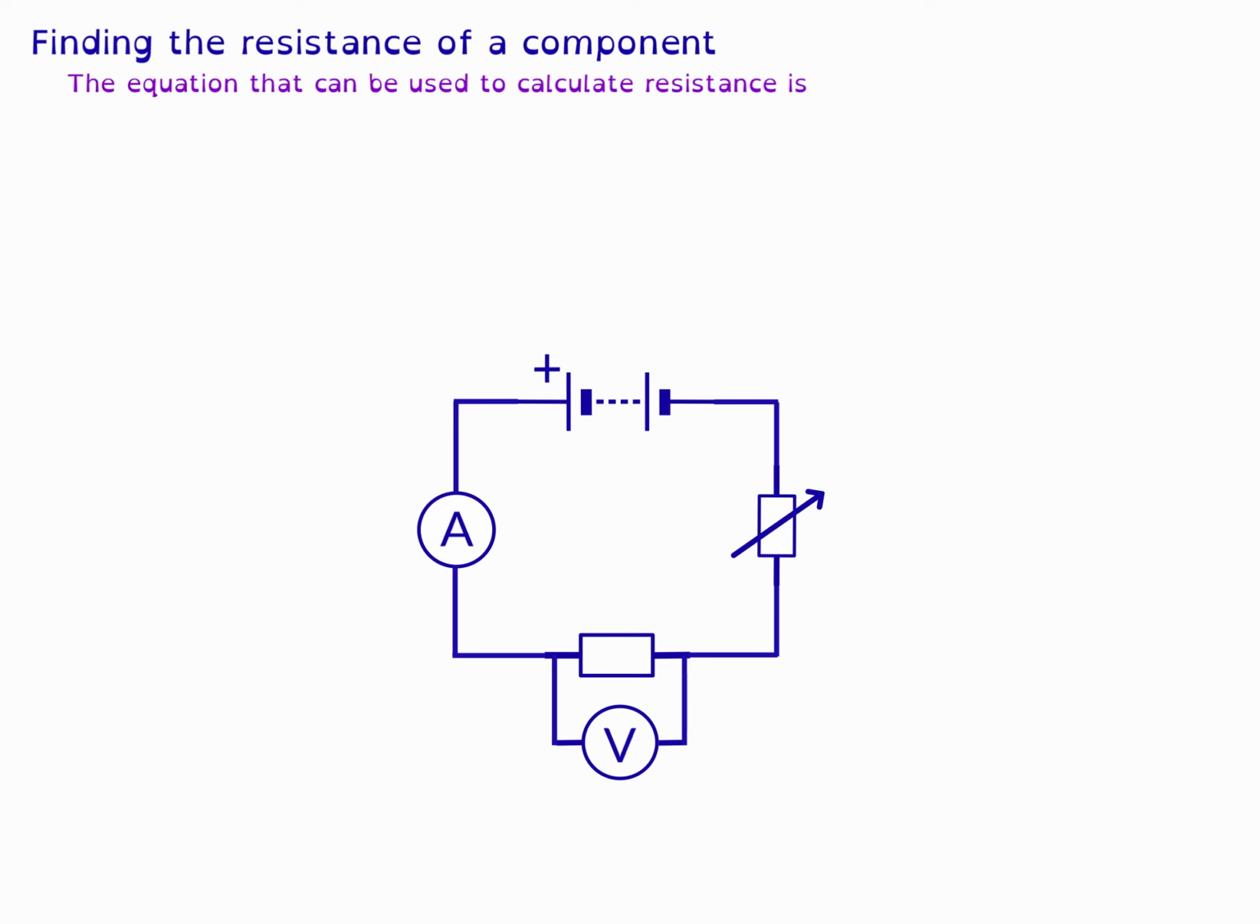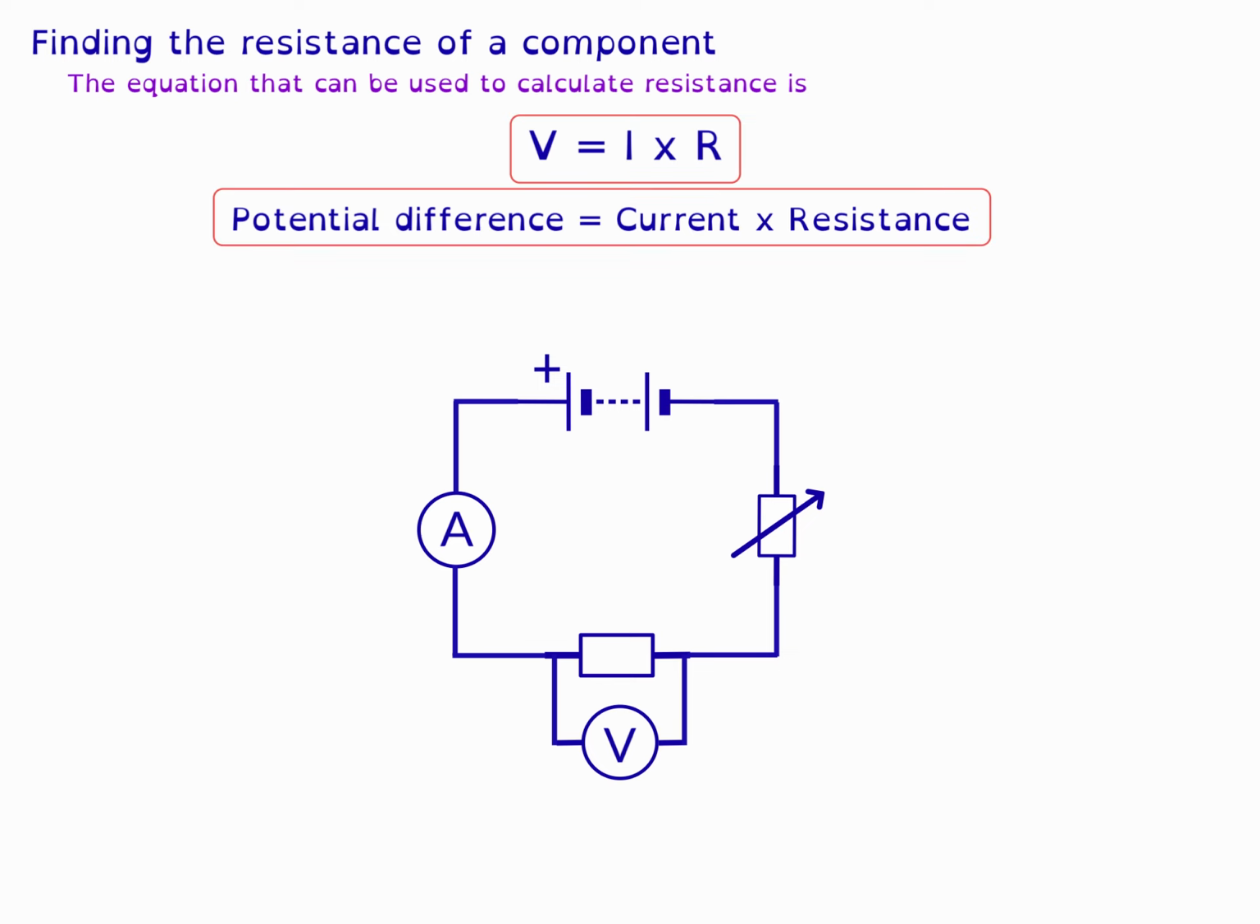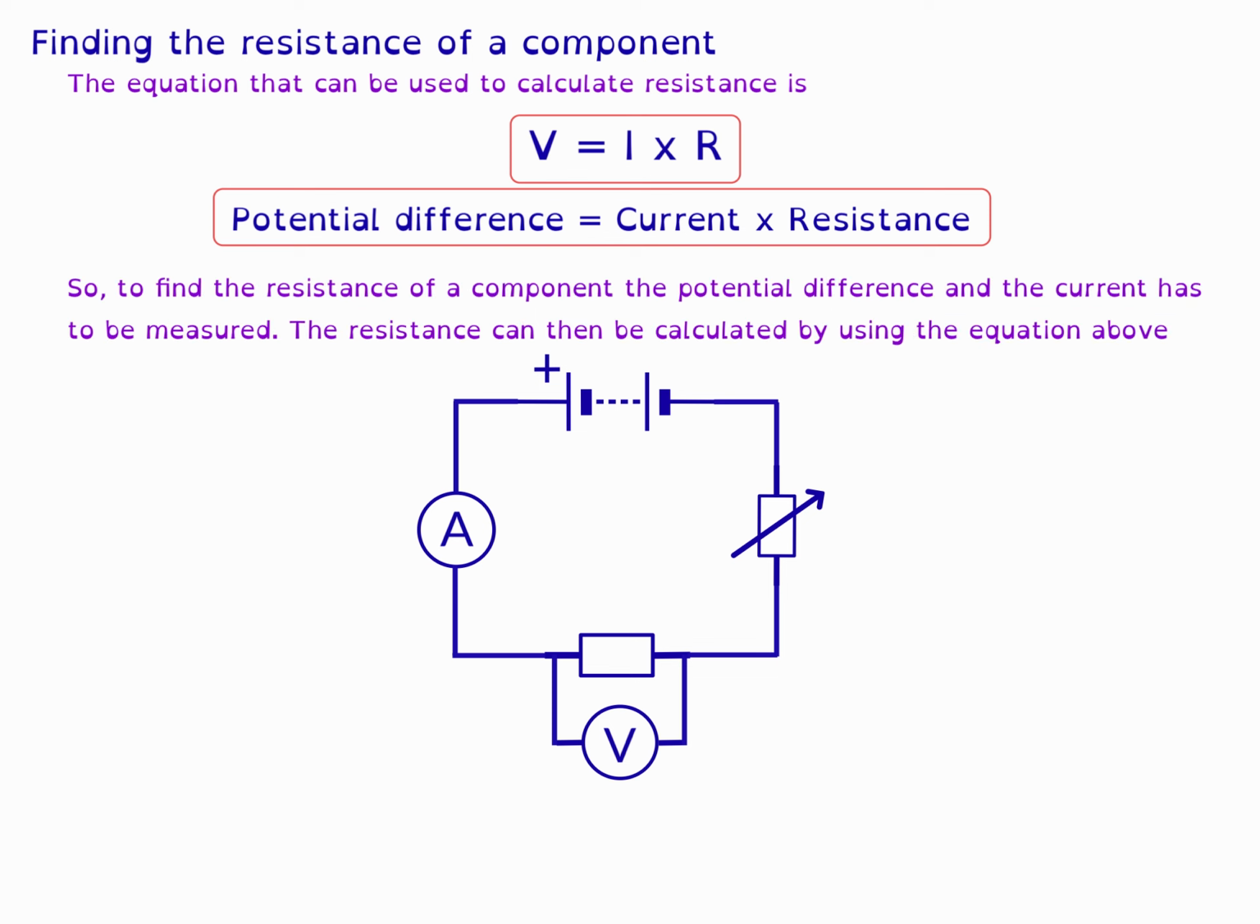The equation that can be used to calculate resistance is V equals IR, potential difference equals the current times the resistance. So to find the resistance of a component, the potential difference and the current have to be measured. The resistance can then be calculated by using the equation above.